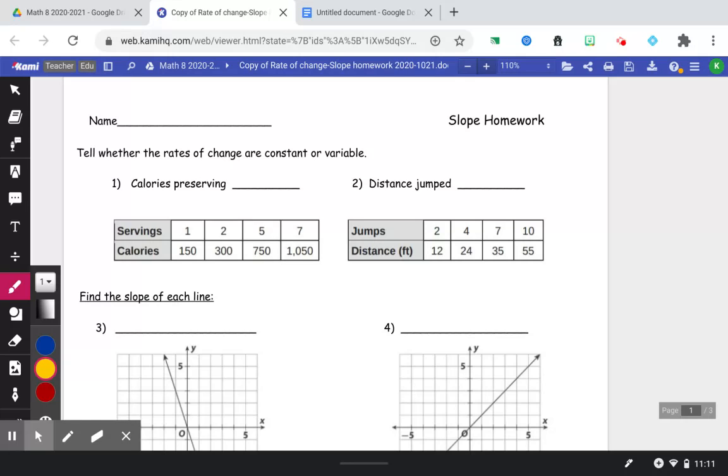Okay, all right. So number one, you were telling whether the rate of change was constant or variable. Number one had a constant rate of change. Number two was a variable rate of change. All right, 3 through 6, you had to find the slope. Number three is -3. 4 is 1. 5 is 1/2. 6 is -2/5.